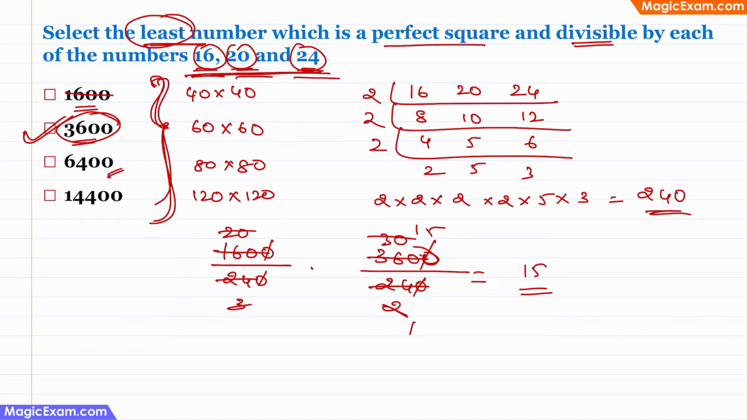You can try dividing the other two numbers as well, but you will get some decimals or some fractions. However, since we have already identified 3600 as the least number which is a perfect square and divisible by 16, 20 and 24, we can stop and select option 2 as the correct answer.